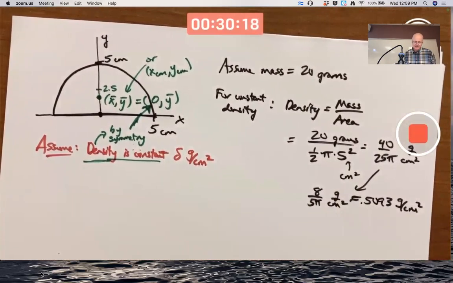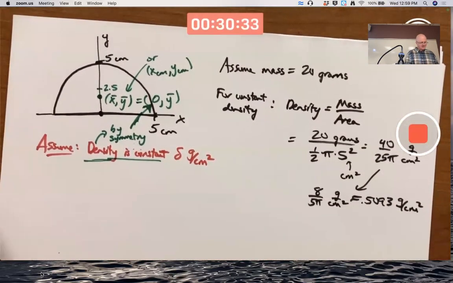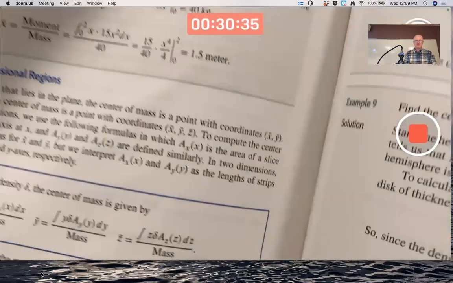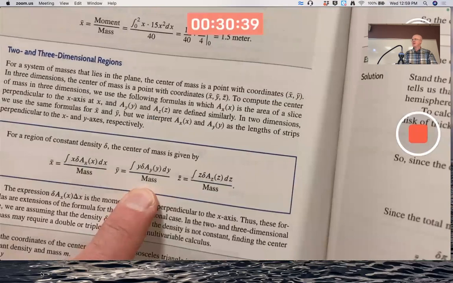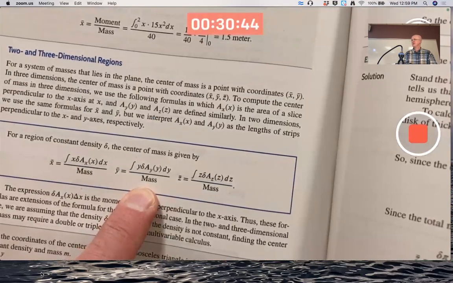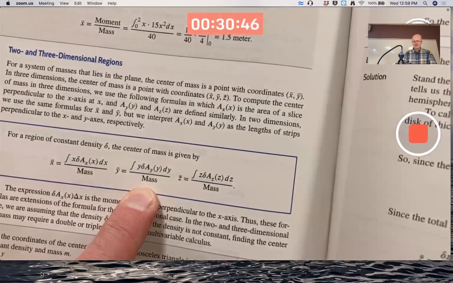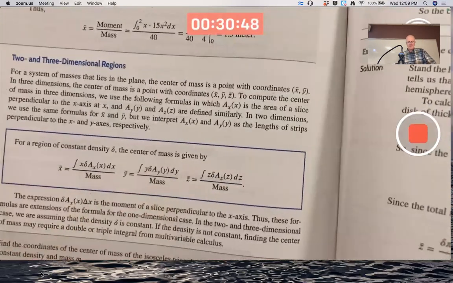So the problem now is to figure out what y bar is. Now there's a formula in the book. Let's go ahead and write the formula down. Well, I'll show it to you first. It's right here. But this formula is a little confusing in the way the book initially describes it. Let me go ahead and write it down.